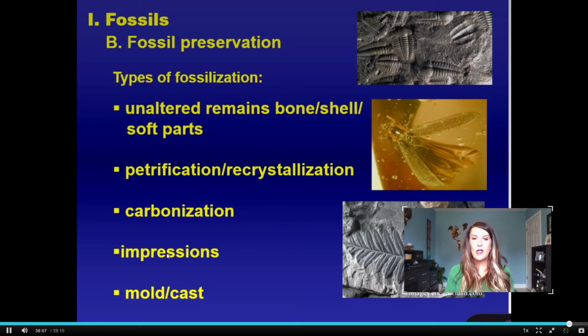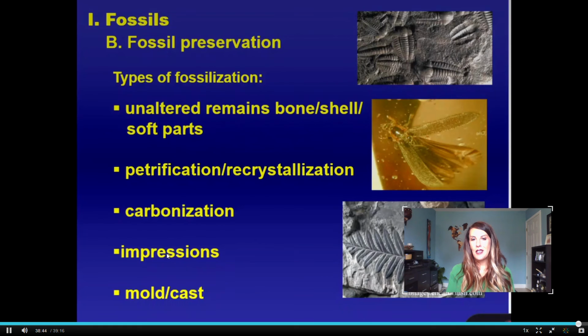And I'll leave you with this slide, because this is the direction we'll go for the next lecture, where we're going to explore how fossils become part of the fossil record. We talked about how fossils can be preserved, but now we're going to talk about the types of fossils that we can find. That includes unaltered remains, petrification or recrystallization, carbonization, impressions, and molds and casts.